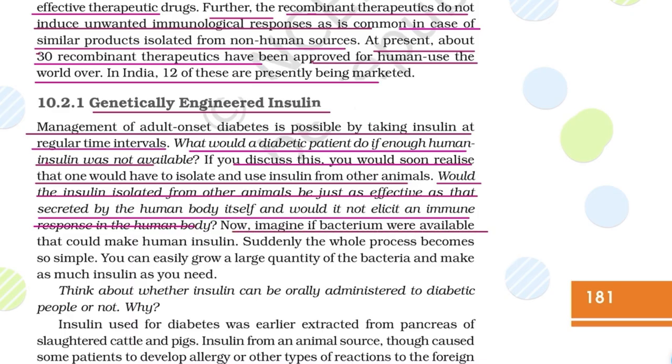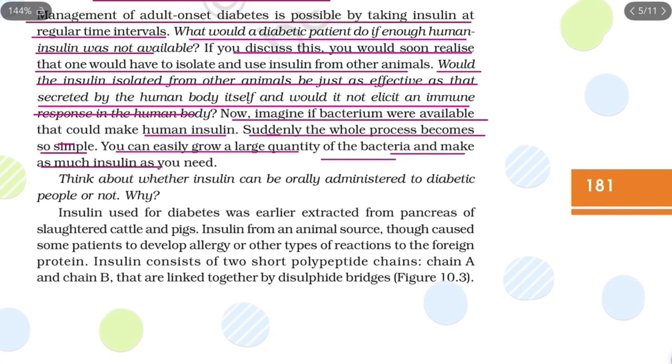Now imagine if a bacterium were available that could make human insulin. Suddenly the whole process becomes so simple. You can easily grow a large quantity of bacteria and make as much insulin as you need. Think about whether insulin can be orally administered to diabetic people or not, and why.